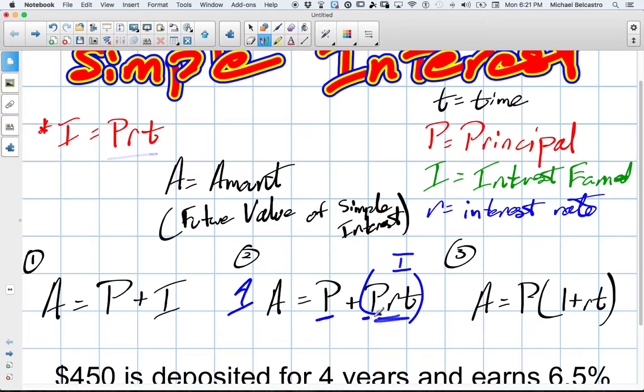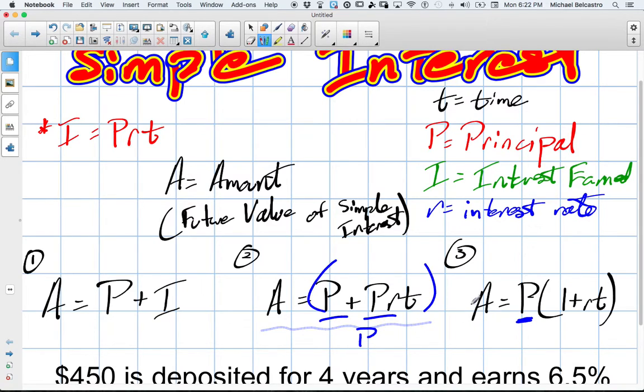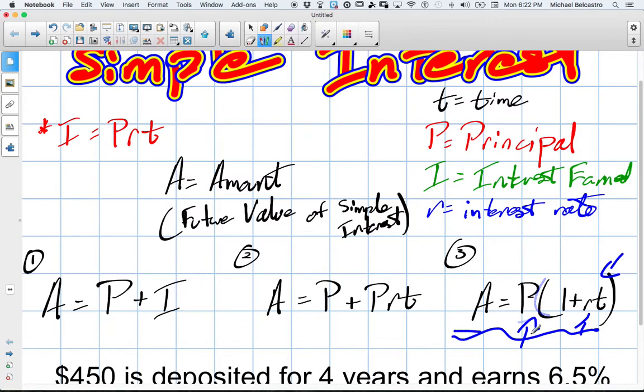We still got to put in the P twice, and then P times R times T. That's your essentially interest earned plus the original principal. Version 3 is actually just a factored form of version 2. And the reason I factor it is that way you only have 1 P to deal with. Okay, so what we did is we common factored out the P, we took it to the outside of the brackets, and you're left with A is equal to P times (1 plus RT). This one's going to be easiest to work with if they ever ask you for what P is or what R is or what T is. This will be the easiest.